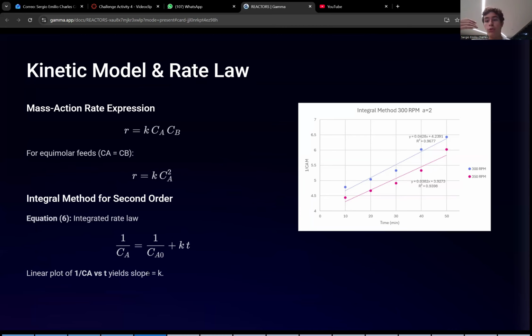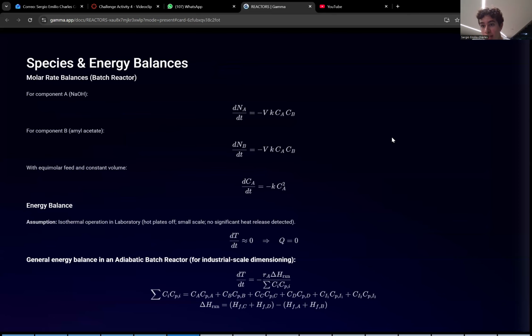And we used the integral method to verify that it was second order. You can see on both runs that the data fits the model well, and here we have the values of the k's, which are the slopes. The species and energy balances. As we are talking about a batch mole balance, this is the following formula, and by the definition of design of a batch reactor we can further simplify it, saying that again, Ca equals Cb. So this is the following equation for the mole balance in a batch.